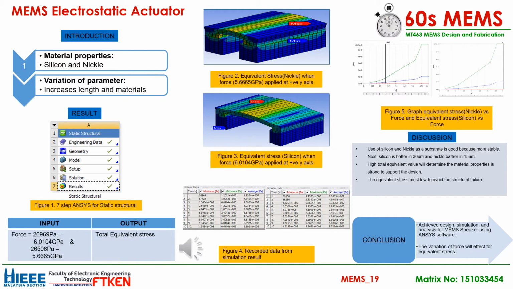Figure 2 shows the result of equivalent stress for nickel when maximum force is applied at the positive y-axis. Then figure 3 shows the result of equivalent stress for silicon when maximum force is applied at the positive y-axis. Then we move to figure 4, which shows the recorded data for the simulation result. Figure 5 shows the graph for equivalent stress of nickel versus force and equivalent stress of silicon versus force.